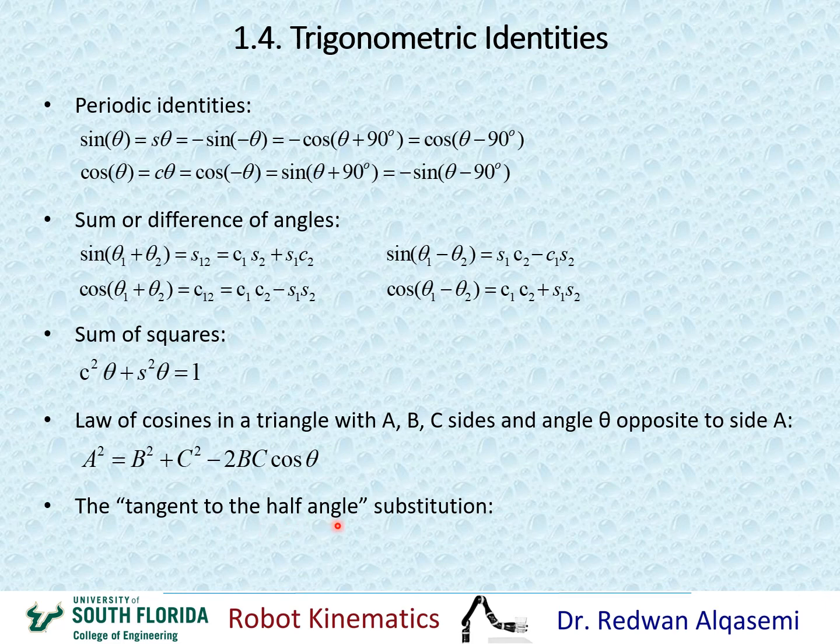The tangent half-angle substitution. If we have u equals tan of theta over 2, then sine of theta equals 2u divided by 1 plus u squared, and cosine of theta equals 1 minus u squared divided by 1 plus u squared. Some of these identities are quite useful in this course, and it's good to have these as reference, so whenever you need them, you can come back to them as we go through the course.